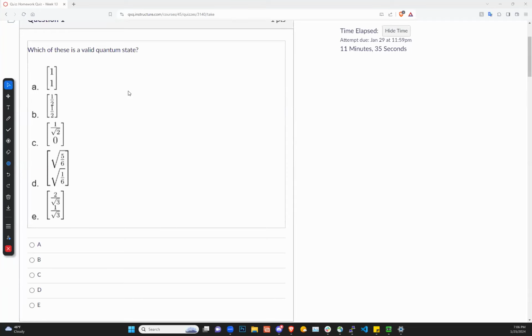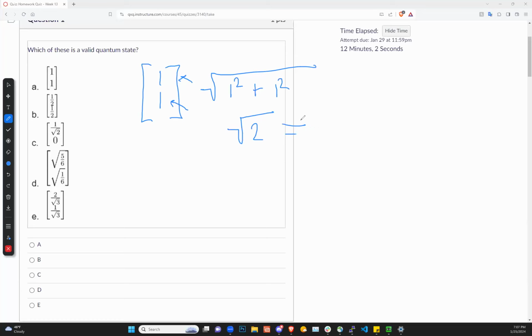So let's apply that to some of these vectors. This first one, for example, we have a 1 in the top component and a 1 in the bottom component. So the length of this vector would be the square root of this top number squared, so 1 squared, plus this bottom number squared, which is also 1 squared. 1 squared is 1, and 1 plus 1 is 2. So the length of this vector is the square root of 2, which is not equal to 1.